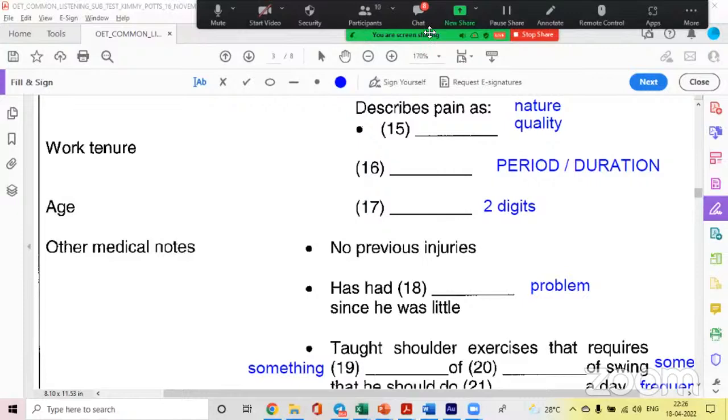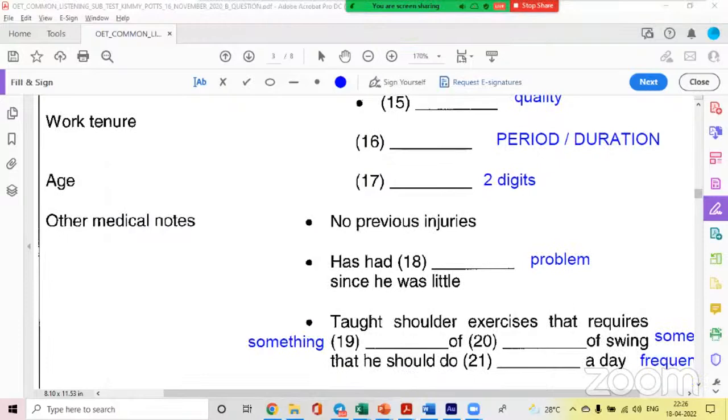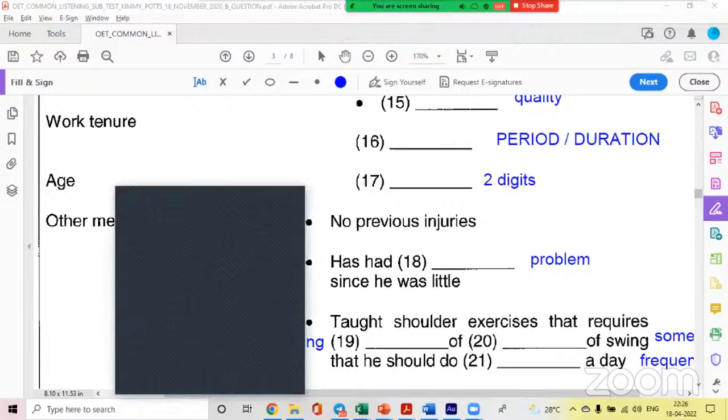So 7 years. Okay. Next one is question number 17. So question number 17 is asking about age.